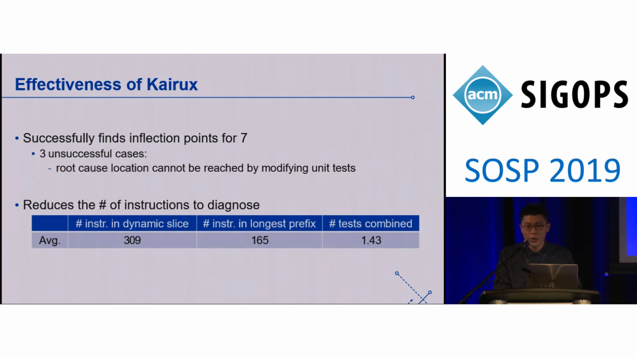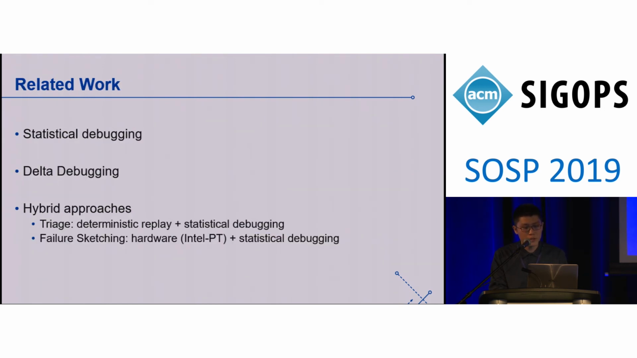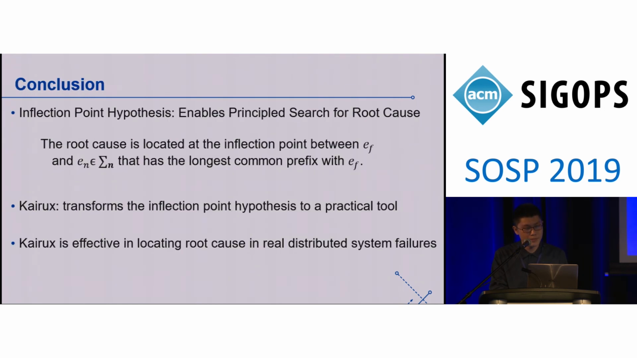For the 7 cases where Charax is successful, it significantly reduces the number of instructions from millions or billions to 300 in a dynamic slice. Here, an instruction refers to a Java bytecode instruction. And the longest common prefix found by Charax on average contains 165 instructions, indicating that Charax's analysis is deep enough to match a long prefix. And Charax was able to combine multiple unit tests for many of the failures. For related work, due to time limits, I refer you to our paper.